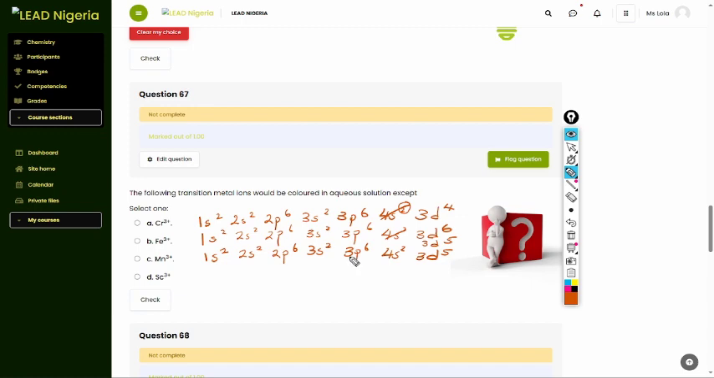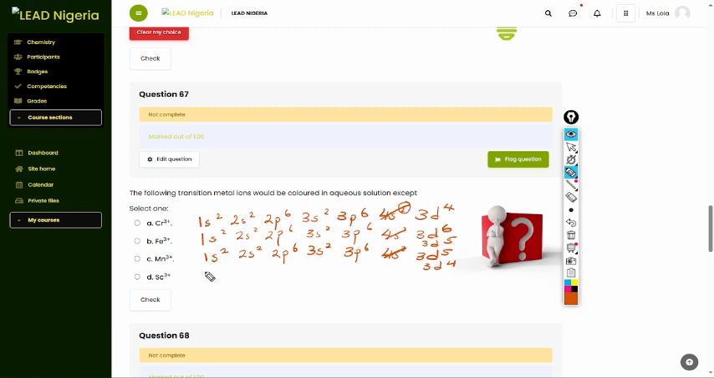Okay, so when manganese forms a +3 ion, it loses 2 electrons from here and 1 electron from here. Then you have 3d4. So the d block here is still partially filled. It's not completely filled, so we can get a colored ion here.